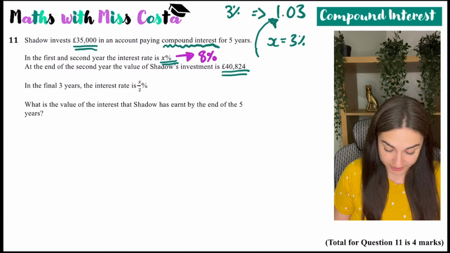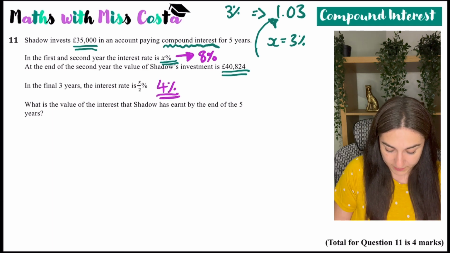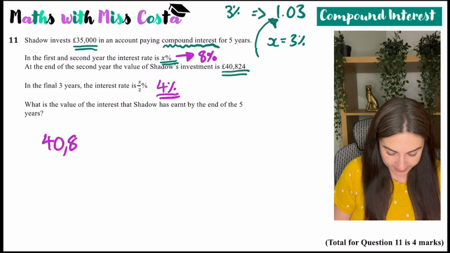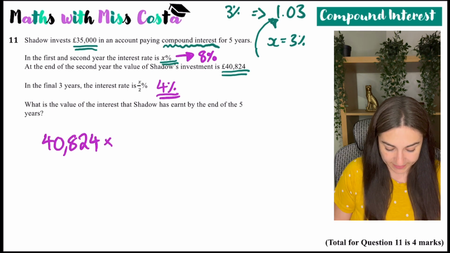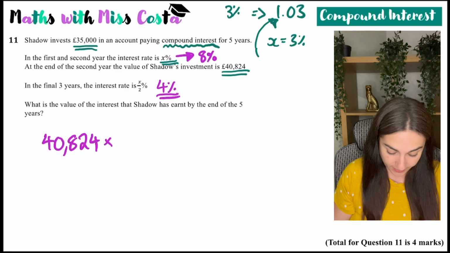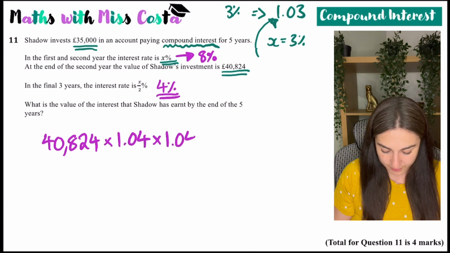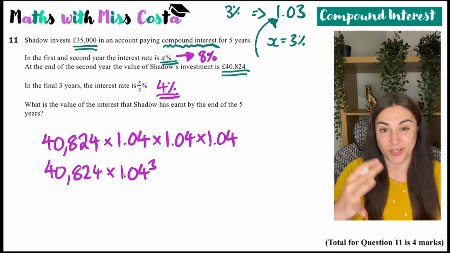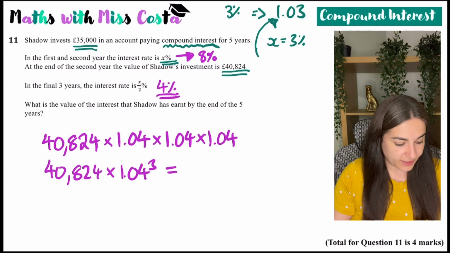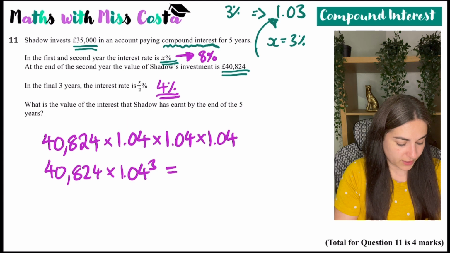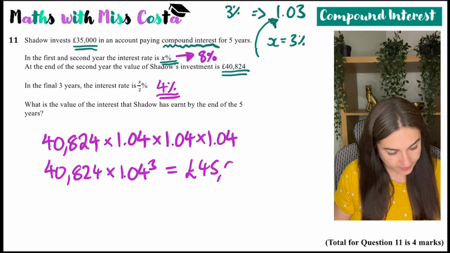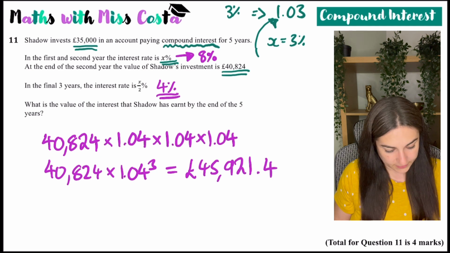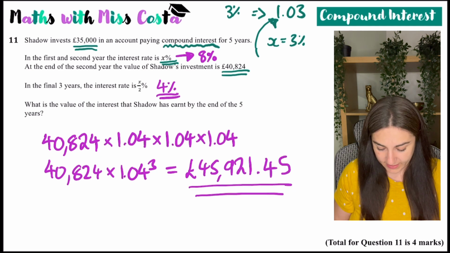So if the interest rate was originally 8%, X divided by 2 is 4%. So at the end of the second year, he's got £40,824, and that's invested for year 3, year 4, and year 5. So I'm going to times it by 1.04, times by 1.04, times by 1.04, which you could obviously write as 1.04 cubed, but just to show you how you break it up in the years. 40,824 times by 1.04 cubed is £45,921.45. I've just rounded it.